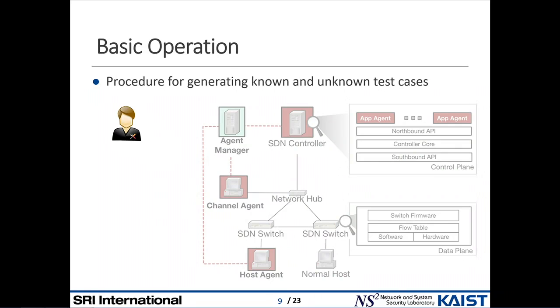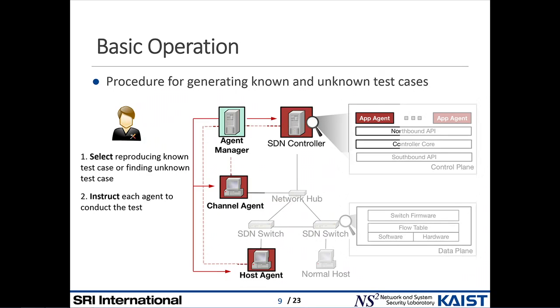So here is how Delta basically works. As I briefly mentioned, Delta offers two different operation modes, reproducing known attack cases and finding unknown attacks. So first, a network operator can choose one of the modes, and in the case of the reproducing mode, the operator has to select attack cases as well.